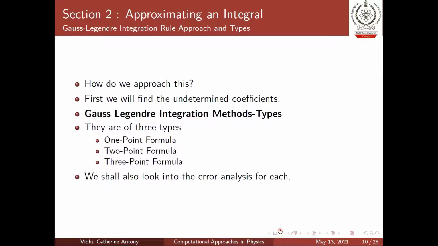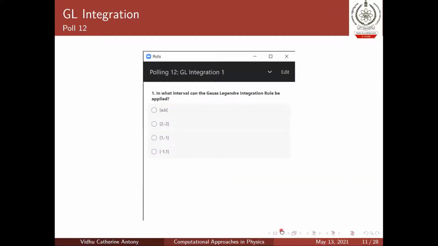And we shall look into the error analysis for each of them, although it is not necessary. So let's do this question. In what interval can the Gauss-Legendre integration rule be applied? Is it from A to B? Is it 2 to -2, 1 to -1, or -1 to 1?